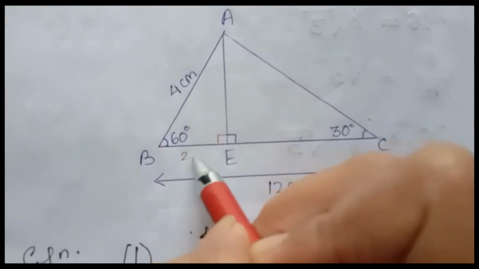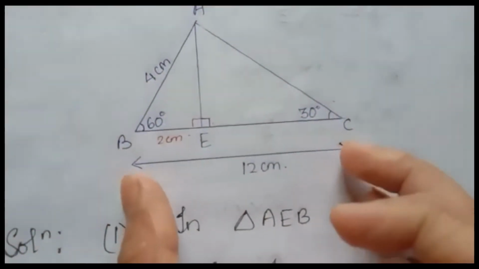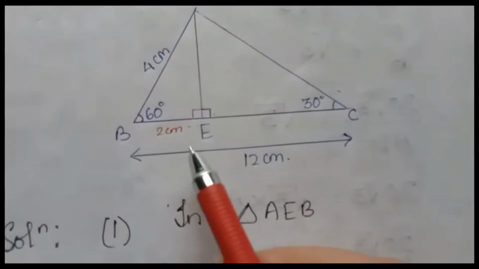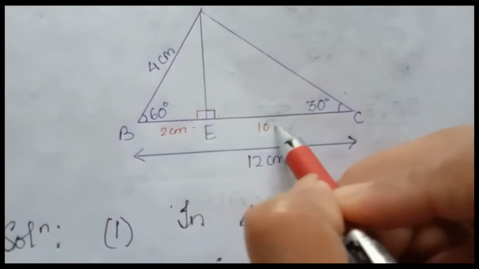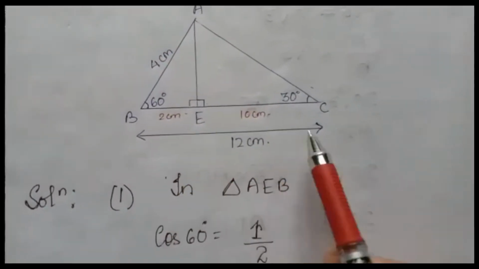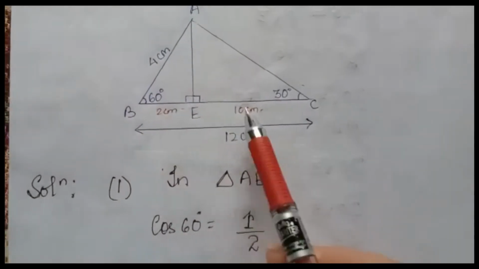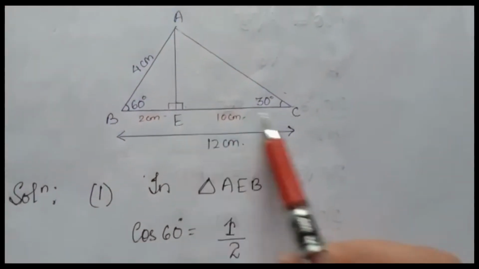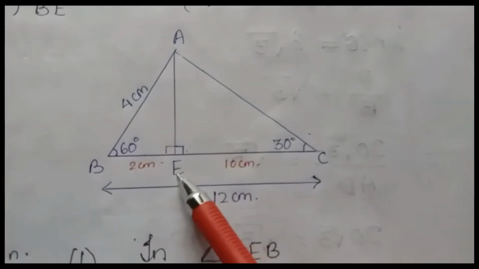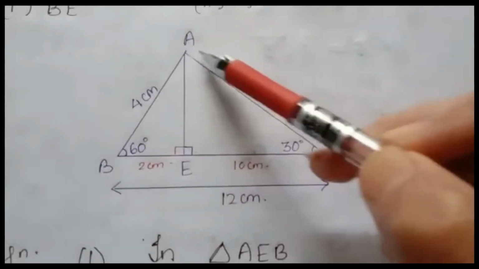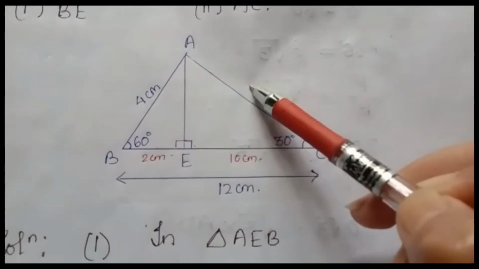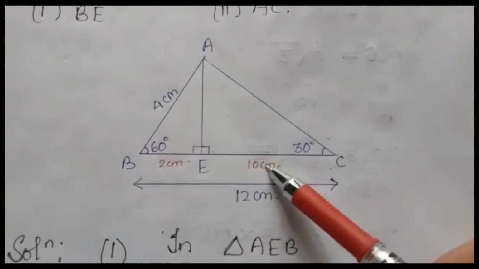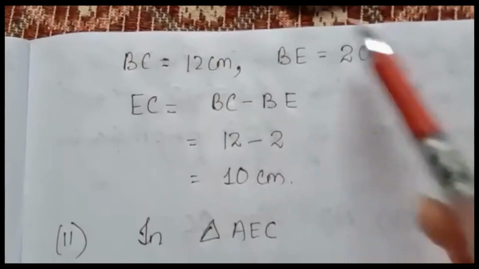Now see, this is 2 centimeter, right? And the total is 12. If this side is 2, then this side will be 10 centimeter, because total is 12, so 2 and 10 is 12. So for this triangle, base is 10 centimeter. We have to find the hypotenuse, and we have the base. So again we will use cos. So here the calculation is done.